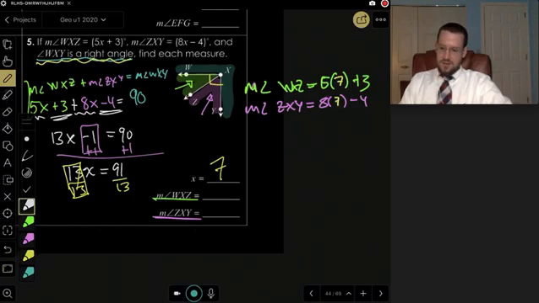And so 5 times 7 plus 3, that is 38. And 8 times 7 minus 4, that is 52. And these things are degrees. Okay, let's look at another example that may be tricky.